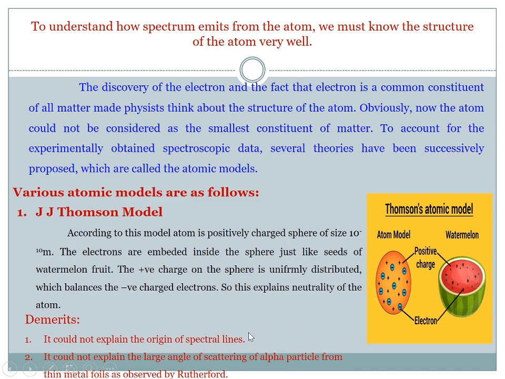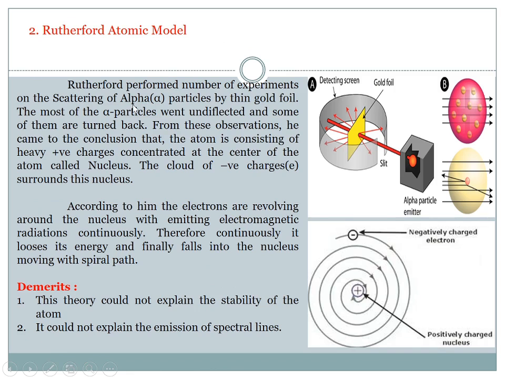So Rutherford was also studying in order to propose the structure of the atom. He performed some experiments in which he took an alpha particle and made it incident on the thin gold foil, and that alpha particle is scattered back, reflected back. So that could not be explained by J.J. Thomson. Therefore the next atomic model is the Rutherford atomic model. The first model, the J.J. Thomson atomic model, failed to explain the structure of the atom.